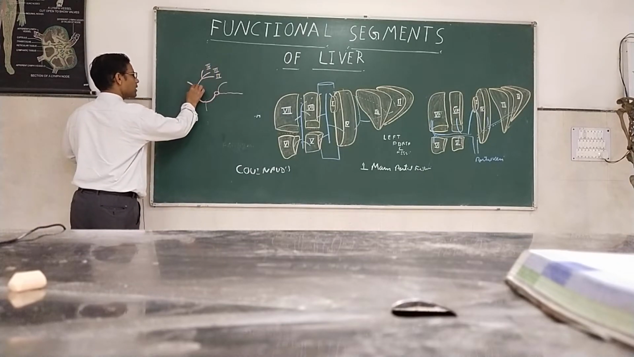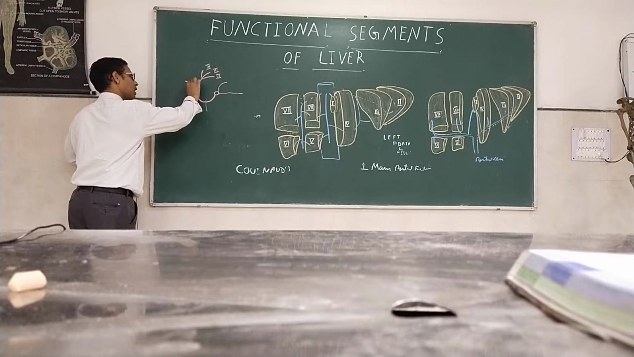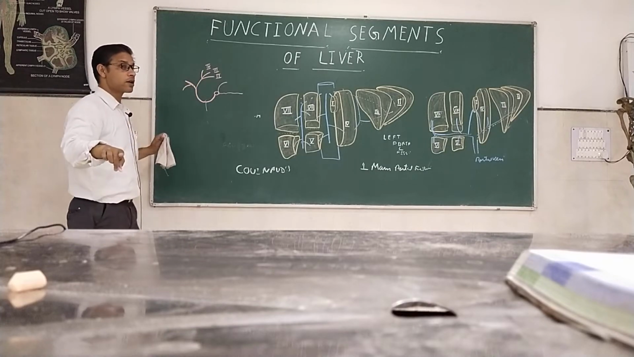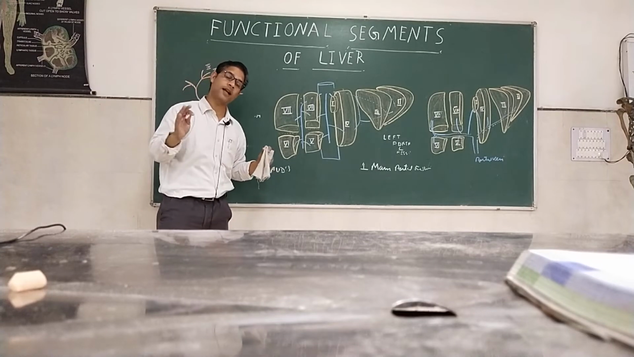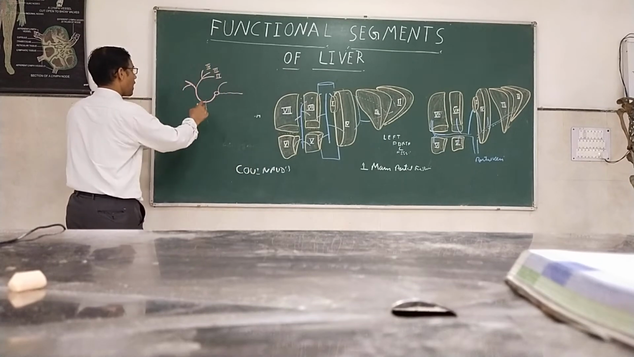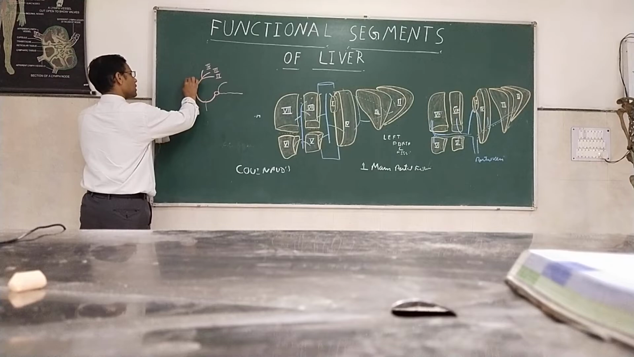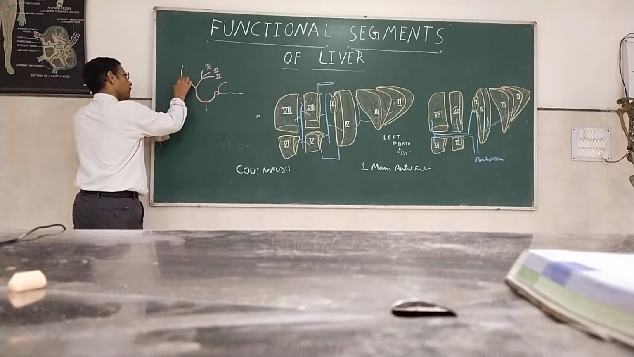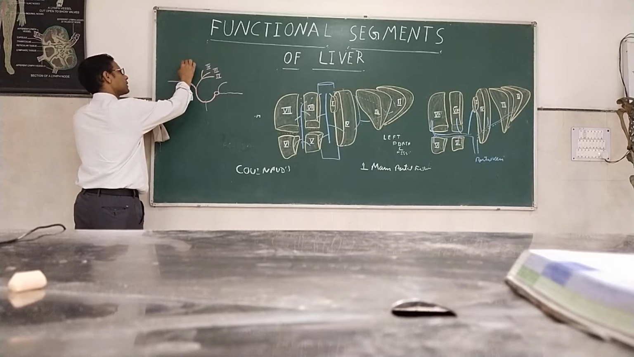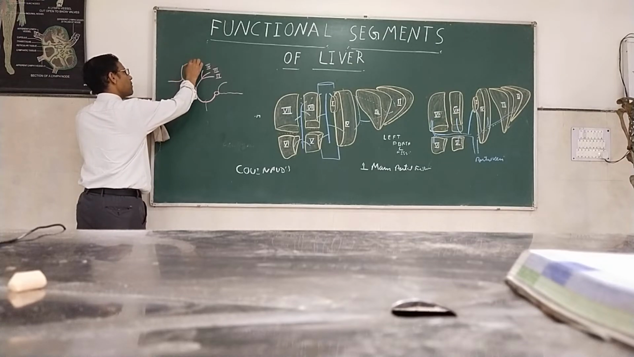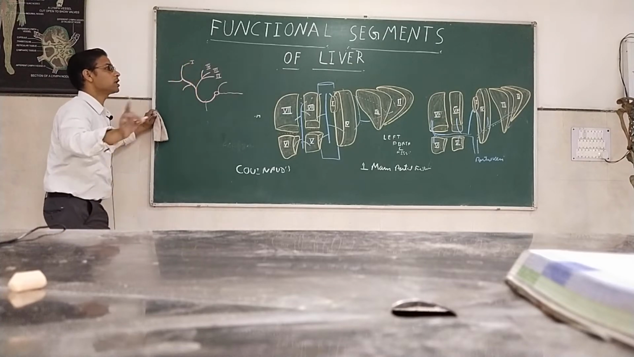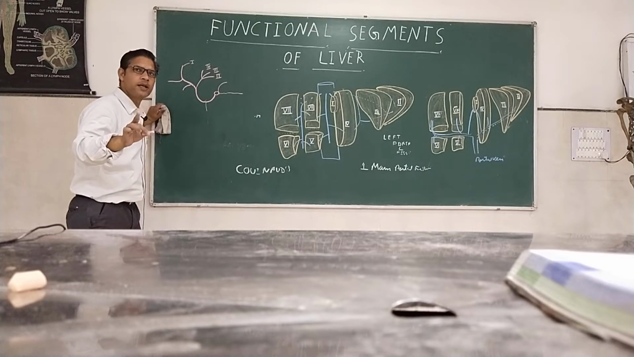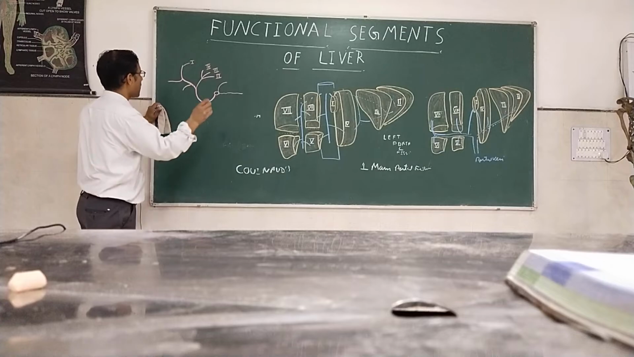Now as we move in, the right hepatic artery, first of all, gives a cystic artery. This is the same artery which is in the Calot's triangle; we have to ligate it before cholecystectomy. After this it divides further, and this gives rise to segment number 1. This time the caudate lobe, or segment number 1, is supplied by the right hepatic artery.